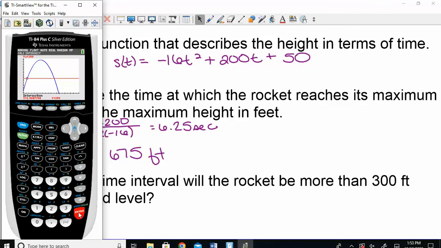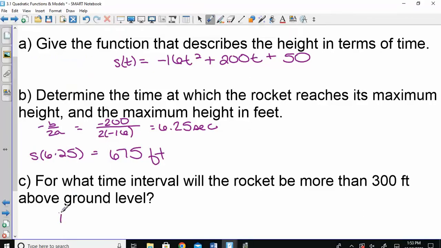Let's try x min 0, x max 20, y min, I think I have 0 or negative 10 either way. Y max, try 700, and y scale, try 10. You could do 0 for y min if you wanted. Okay. Does that work? So I get 1.409.